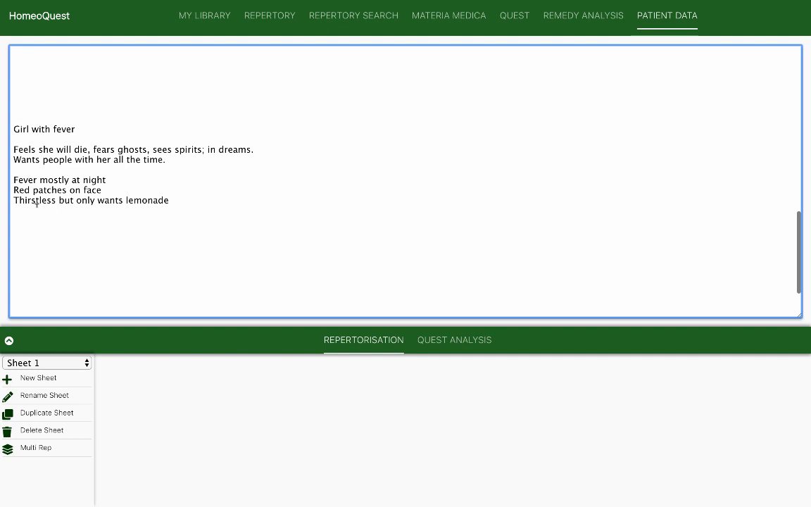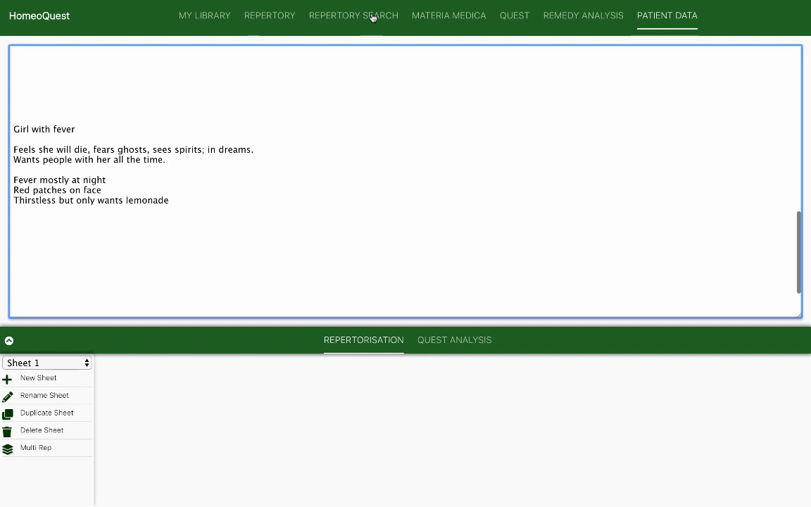Then you have a few physicals which are important. The fever comes up mostly at night. There are red patches on her face, and the girl is mostly thirstless during fever, but the only thing she wants and loves is lemonade. So that's our case. What we are going to do now is use the combining feature for the emotional and mental state during fever. All right, so let's start.